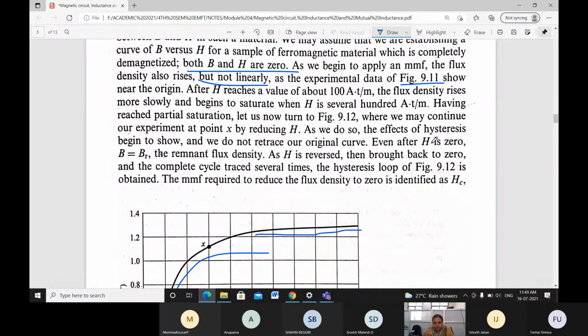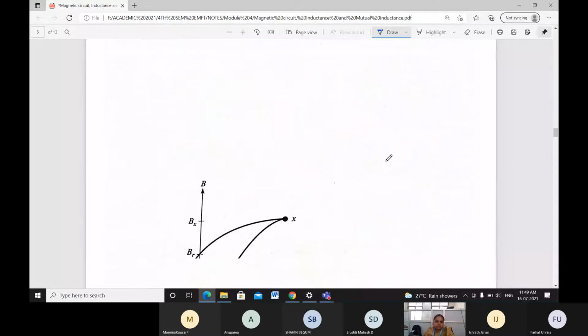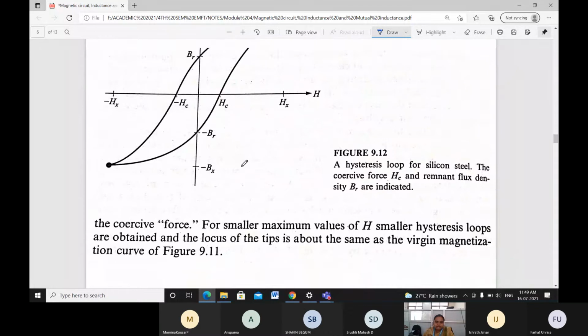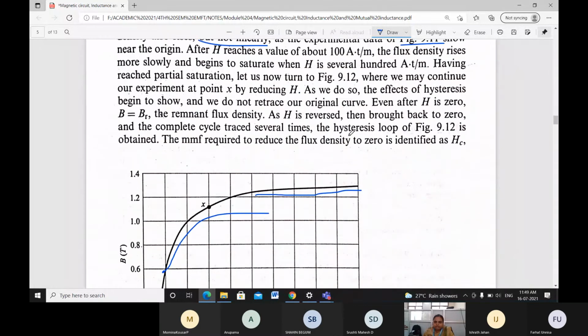Even after H is 0, observe here, the value of Br. When H is 0, B is equal to Br, and this remnant flux density remains there. And as H is reversed, then brought back to 0, the complete cycle is traced several times.